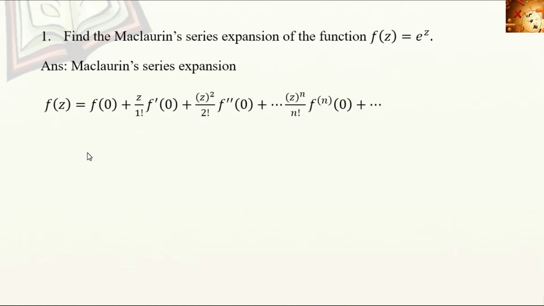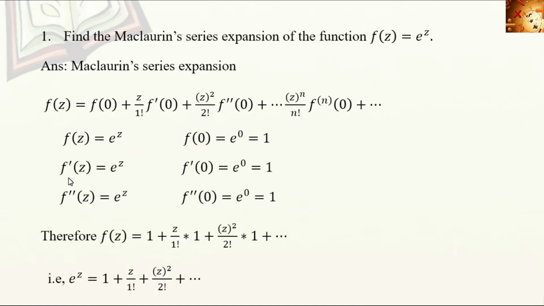Okay, let's start with the answer. Here f of z equal to e raised to z. Then what will be f of 0? F of 0 is e raised to 0, that is equal to 1. Then next find the first derivative, that is f dash of z. F dash of z equal to e raised to z. At the point 0, f dash of 0 is equal to 1. Next f double dash of z equal to e raised to z. Then f double dash of 0 equal to 1.